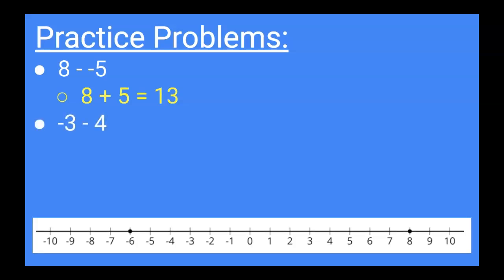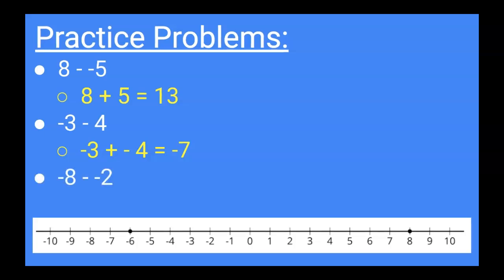Negative 3 minus 4, try that. Okay, you could change it to negative 3 plus negative 4, and we get a value of negative 7. Or again, you could put these numbers on the number line, negative 3 and positive 4. They're 7 spaces apart, but since we're asking ourselves, what do we add to 4 to get negative 3? That's that negative 7.